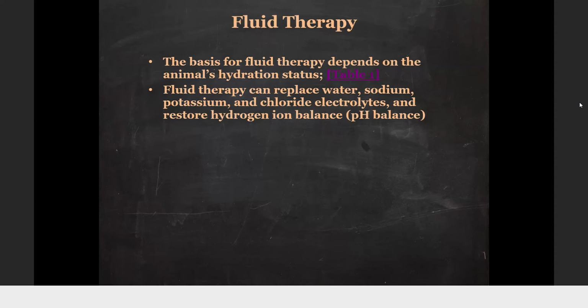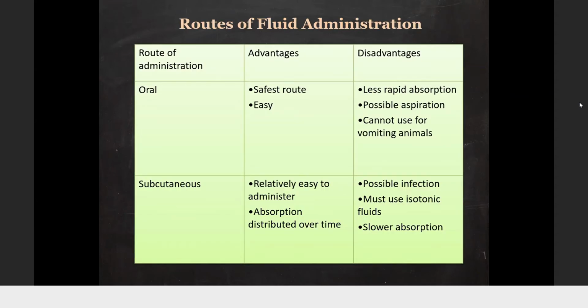Okay, so therapy can replace water, sodium, potassium, and other electrolytes, and restore hydrogen ion balance, which is the pH balance. Okay, so what are the routes of fluid administration? I think the routes of administration were also already told to you before during the practicals on large animals. So the most common route of fluid administration is oral, because it's advantageous: it's the safest and also the easiest.